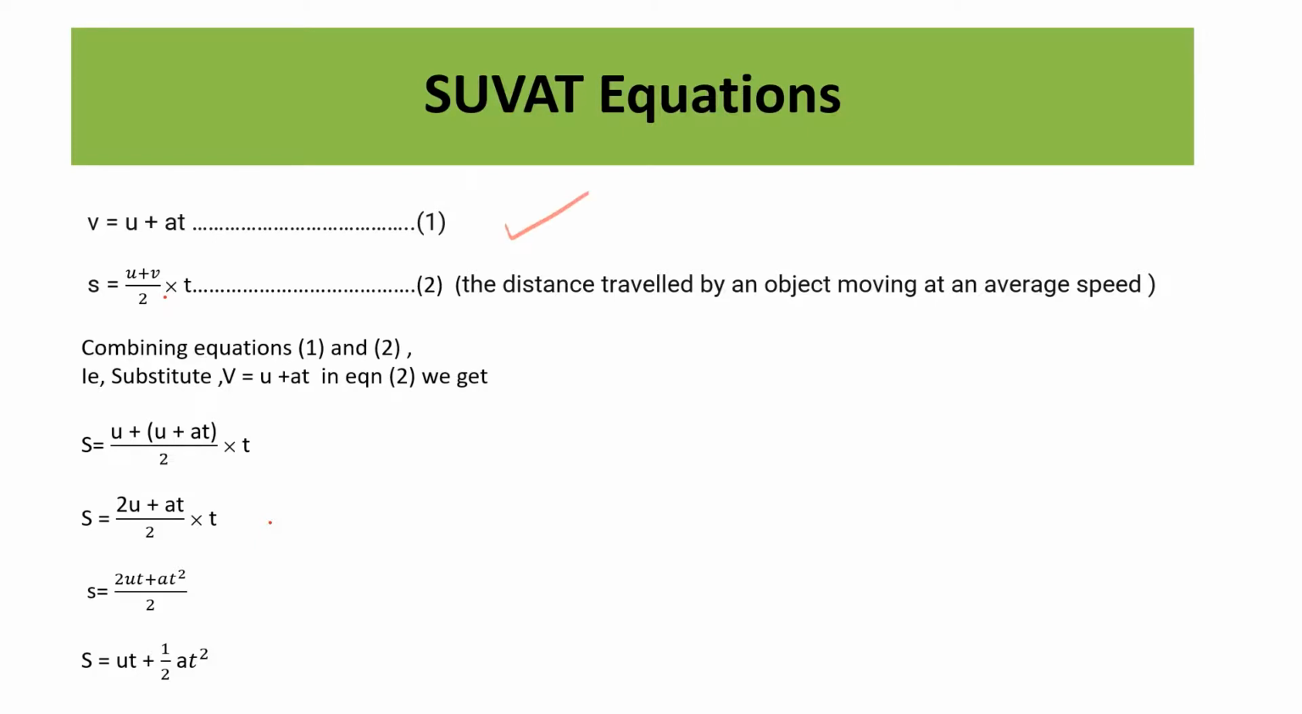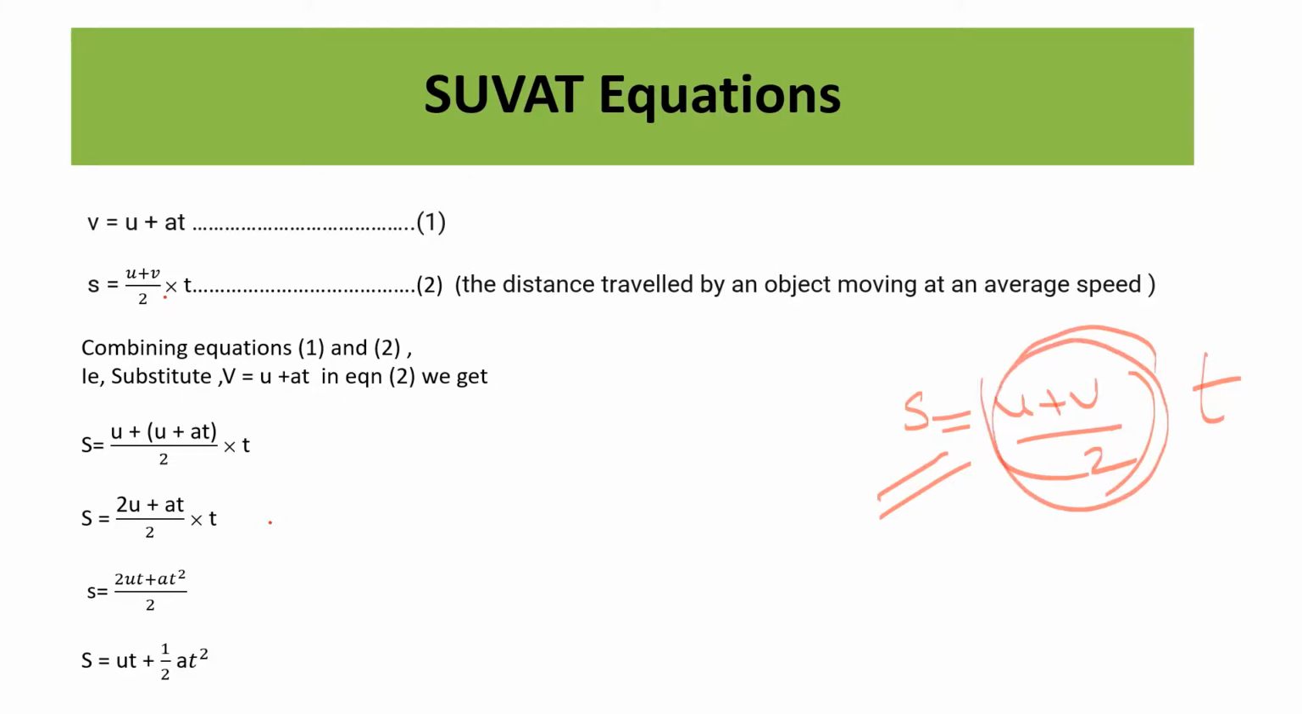We learned speed is equal to distance divided by time. Therefore, distance is equal to speed into time. When we say average speed, if the initial velocity is u and the final velocity is v, the average will be (u plus v) by 2. Therefore, s is equal to (u plus v) by 2 into t. This s is the distance travelled by the object moving at an average speed.